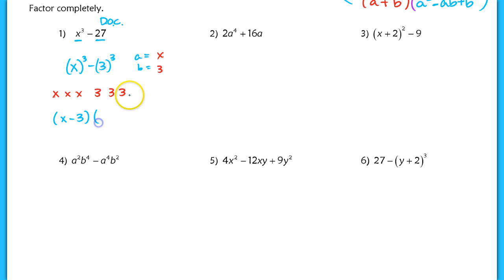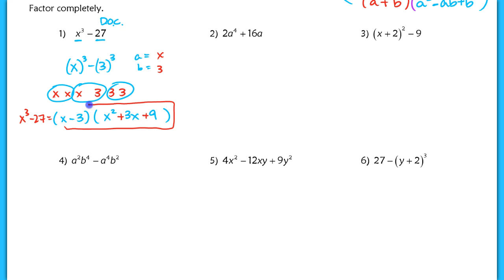Now the other factor will be found by grouping x and x together, so I get x squared, grouping x and 3 together, so that gives me 3x, and then 3 and 3 together, which gives me 9. Then for the signs here, I remember that the last term is always positive. The middle term here is going to be the opposite of this, so that makes that a positive. So what this is showing you is that x cubed minus 27 factors into x minus 3 times x squared plus 3x plus 9.